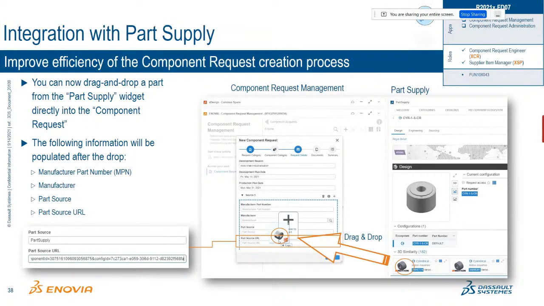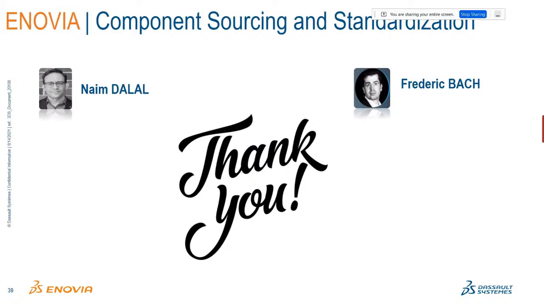Together with this drag and drop process, you will update the manufacturer part number, the MPN, the manufacturer, the part source, and the part source URL, the way it was defined in the part itself from part supply. So that's the latest enhancement. It's available. We have documented this in the recent What's New presentation. And now I'd like to take your questions, and we'll see if we have questions in the community.